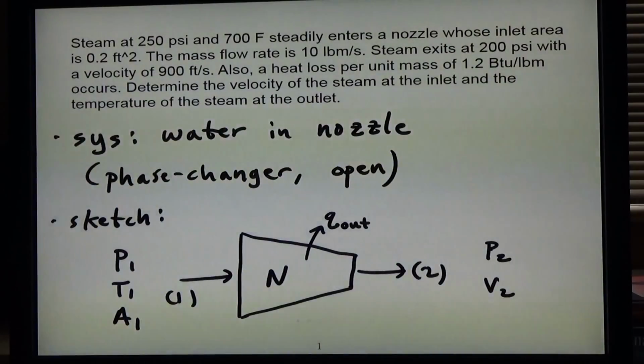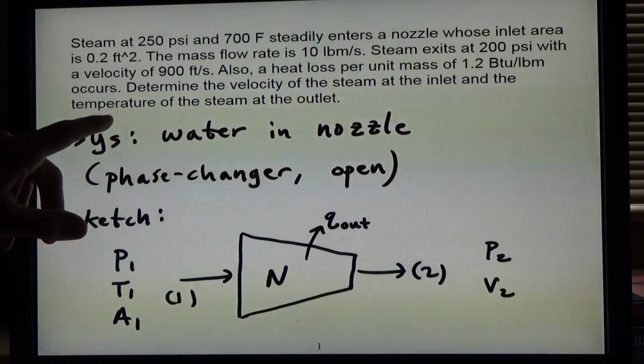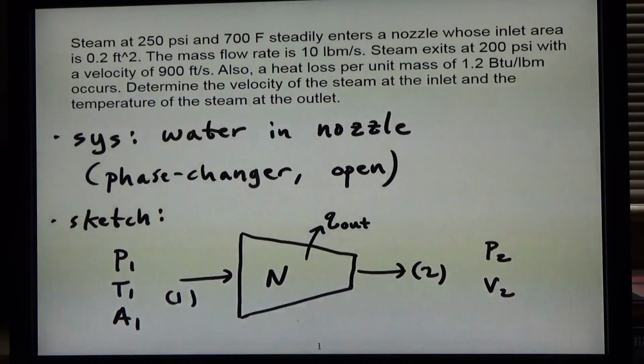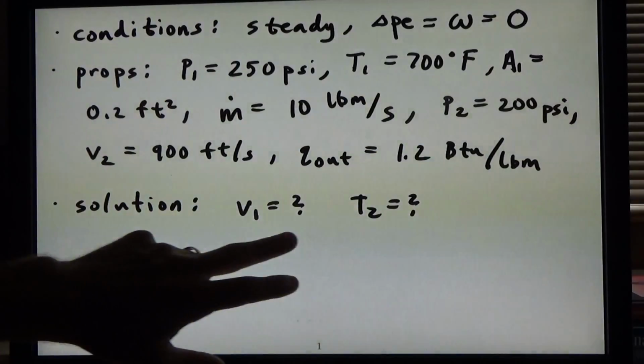So what are we looking for? We're looking for the velocity at the inlet, that's V1, and the temperature at the outlet, that's T2. So we want to know V1 and T2. So again, it may not be obvious whenever we're working these problems, especially for the first time, where these numbers are going to come from.